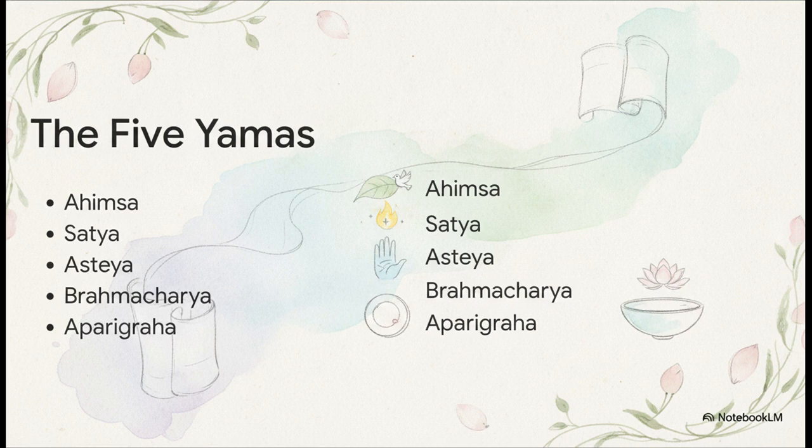We have ahimsa, which is kindness to all living beings, satya, honesty, asteya, not taking from others, brahmacharya, self-control, and aparigraha, letting go of greed. Honestly, holding on to these rules in modern society might actually be harder than holding a headstand. But just imagine how our world would shift if we all applied them.